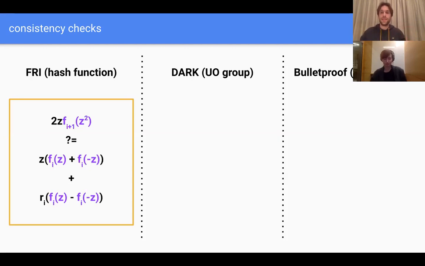And I actually don't know exactly how DEEP-FRI works. Does anyone on the call know how a verifier would authenticate the claimed openings outside of the box in the context of DEEP-FRI?